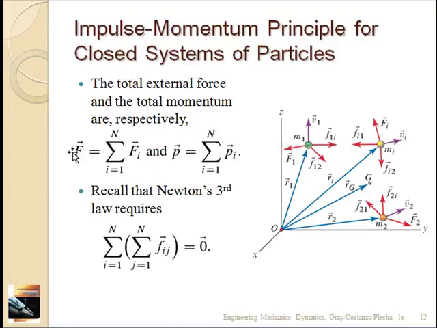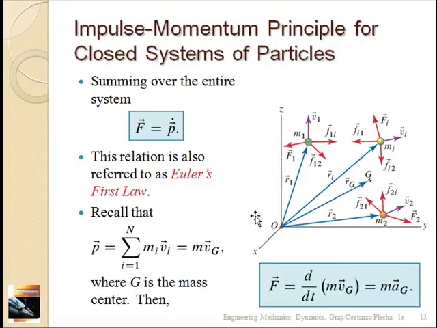Now we know the total force is the sum of all the forces on the particles, and the total momentum is the sum of all the momenta of the particles. And we know that the sum over all particles of all these internal forces is zero, because we have equal and opposite forces on each particle. So the force on 1 from 2 is the same as the force on 2 from 1, and so those cancel in a vector sense when we add them together. So if we do that summation, all those internal forces drop out, and we just get F equals P dot.